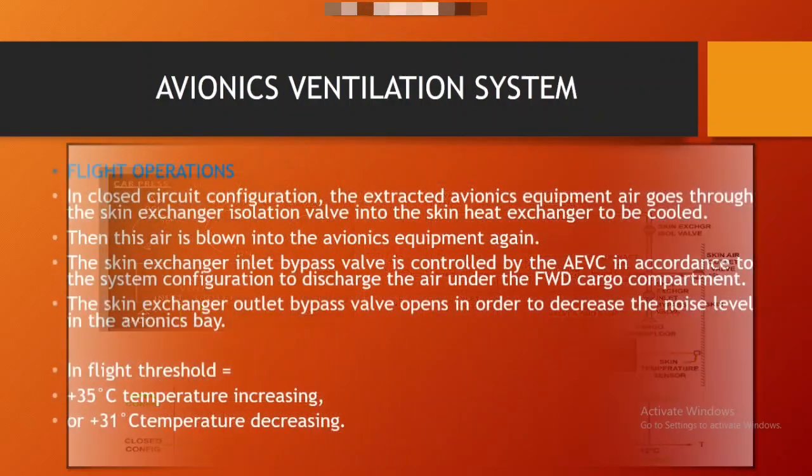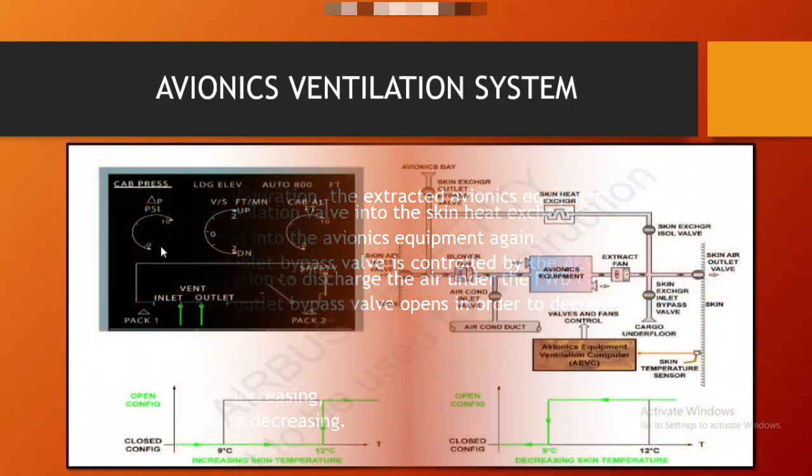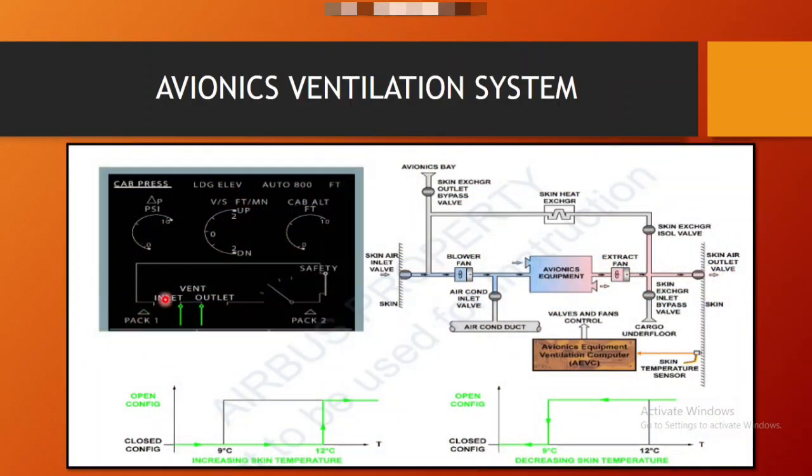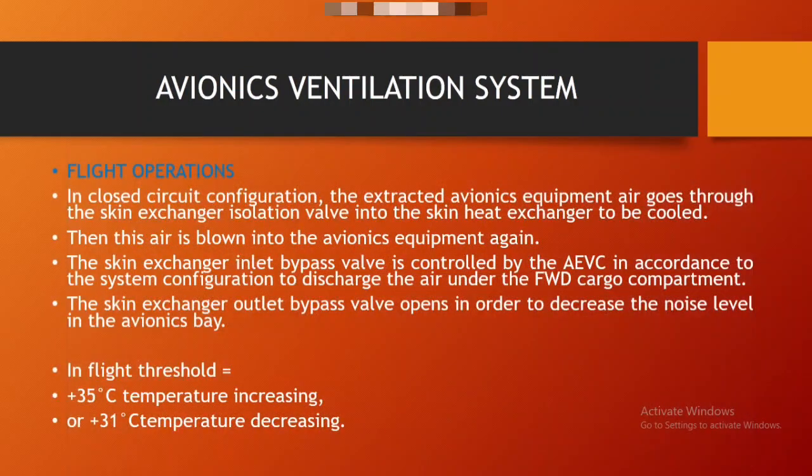Now on the ECAM cabin pressure page, this is your inlet and outlet valve. You'll see both valves are in the open condition on ground, and the outflow valve will open after touchdown. So the best example: if the inlet and outlet valves are both open, it means the aircraft is on ground. If it is in the air, it will go back to the air-turn-back configuration. So in flight operation, next is the closed circuit configuration.